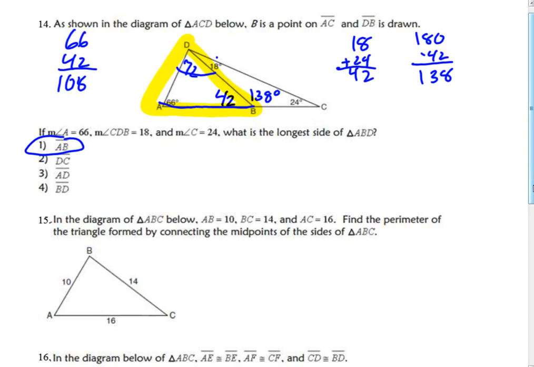What's that? So again, if we just look at the triangle ABD, 72 is the largest angle, so longest side.